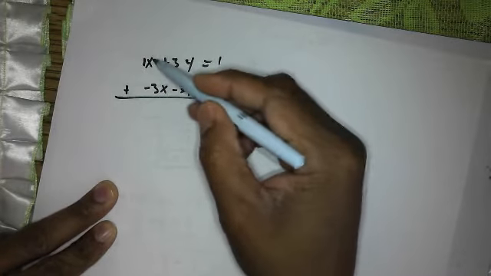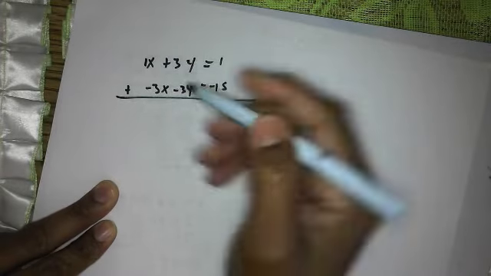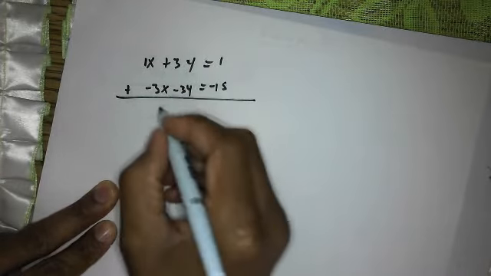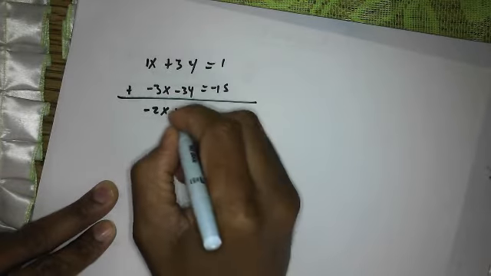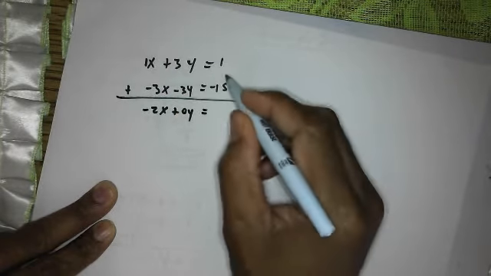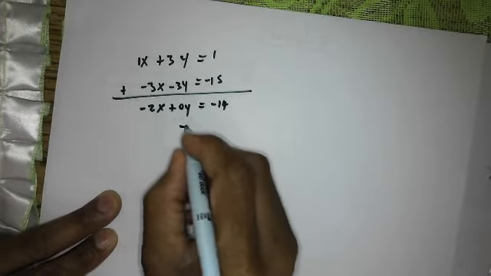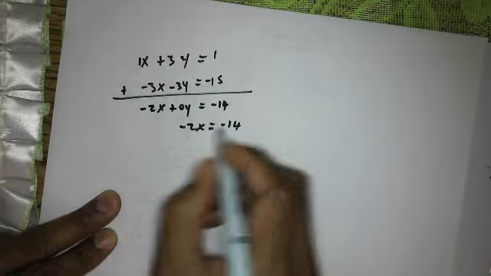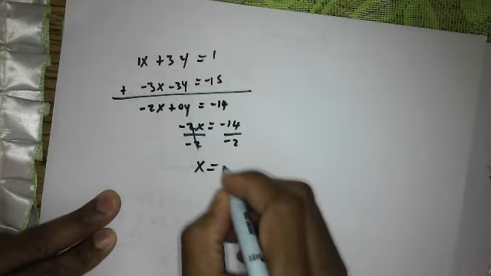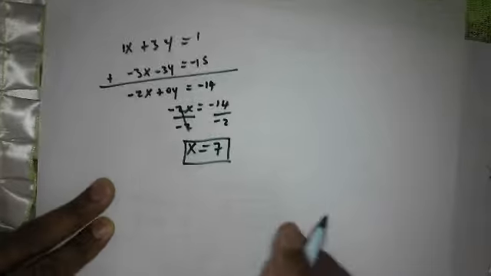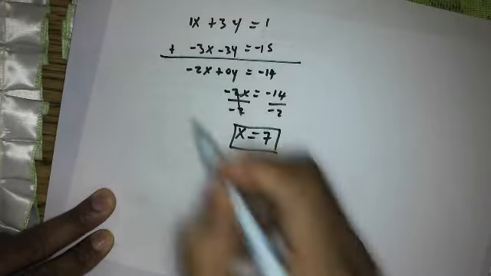Remember, you can only add x to x, y to y, and constant to constant. So 1x plus negative 3x, that is negative 2x, and 3y minus 3y, that is plus 0y, equals 1 plus negative 15, that is negative 14. So essentially we have negative 2x equals negative 14, and we divide both sides by negative 2, so x equals 7. Now that you have found your x to be 7, you're going to substitute this value for x in any one of these equations.